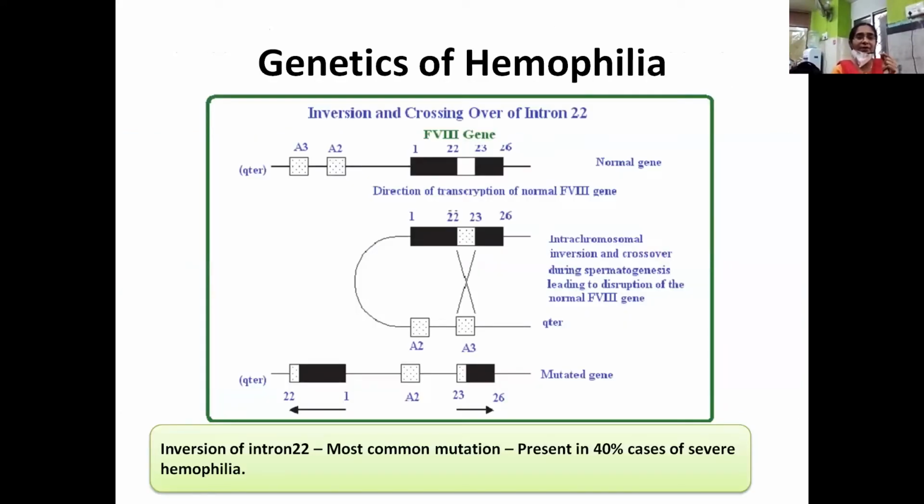Coming to the genetics of hemophilia, we should know a little bit about it. Hemophilia A is most commonly caused by the inversion of intron 22, which is the most common mutation seen in hemophilia A. This is present in 40% of cases of severe hemophilia. There are many other mutations; some 500 different mutations are identified in the hemophilia A gene and hemophilia B gene. But since this is the most common mutation identified, many a time when we diagnose an index case in the family, we will ask for the inversion of intron 22 mutation to be studied first. And if that is negative, then we proceed with other mutations.